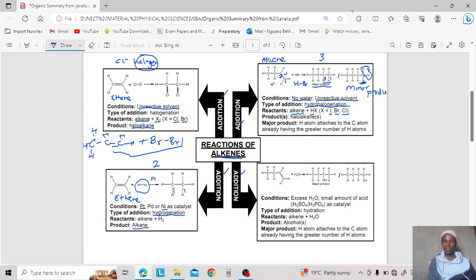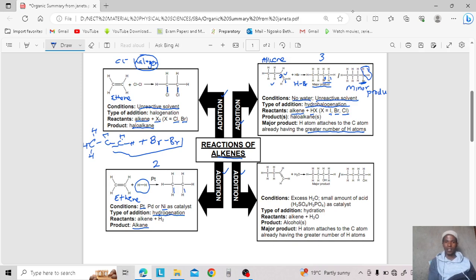For major products here, they're saying the H atom attaches to the carbon atom already having a greater number of hydrogen atoms. So that is Markovnikov's rule. They don't ask for the definition, but you must know how to apply it. So apply it, always check your major product and the minor product.